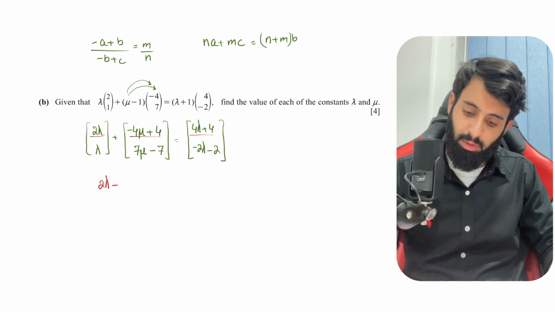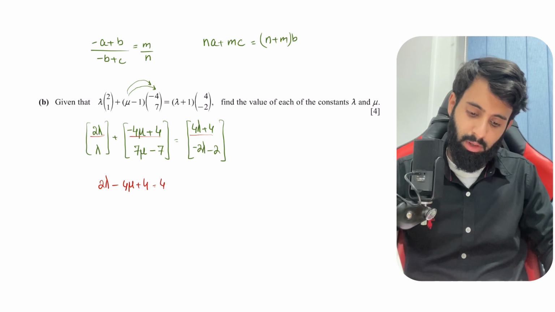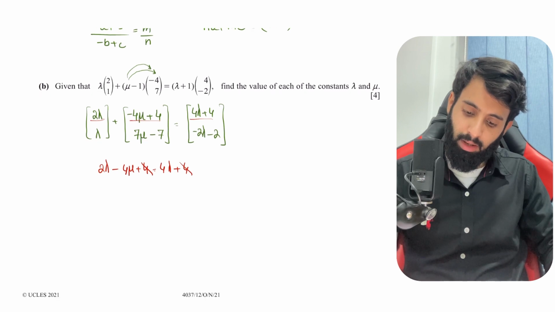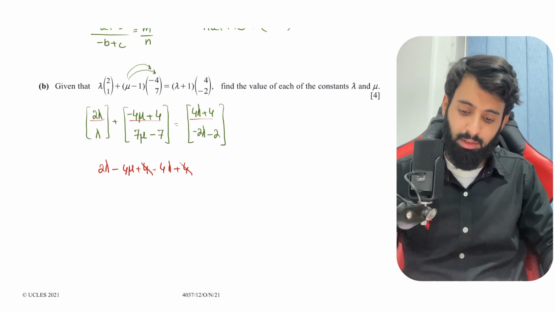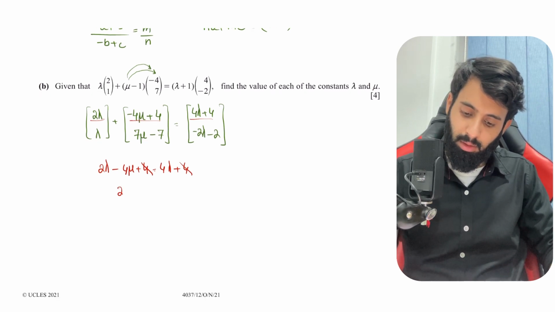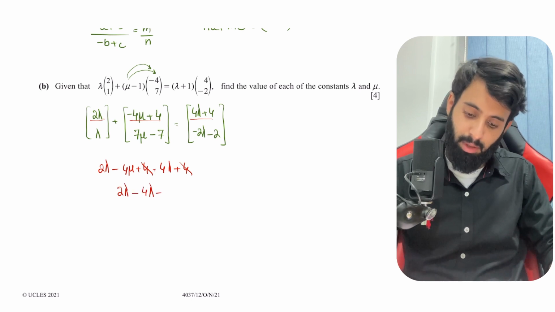So the first equation will be 2 lambda minus 4 mu plus 4 is equal to 4 lambda plus 4. Now the 4 and 4 get cancelled out, and we've got to be very careful, these signs are scary looking. So 2 lambda minus 4 lambda minus 4 mu is equal to 0.